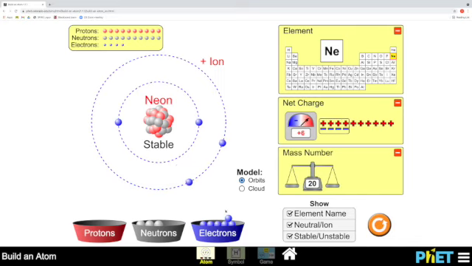It doesn't affect the stability of your nucleus, so whether or not it's radioactive, but it does affect the charge of your atom. When the number of electrons balances the number of protons, you have a neutral atom. When you have an extra electron compared to the number of protons, you get a negatively charged atom. And when you have an extra proton compared to the number of electrons, you get a positively charged atom.